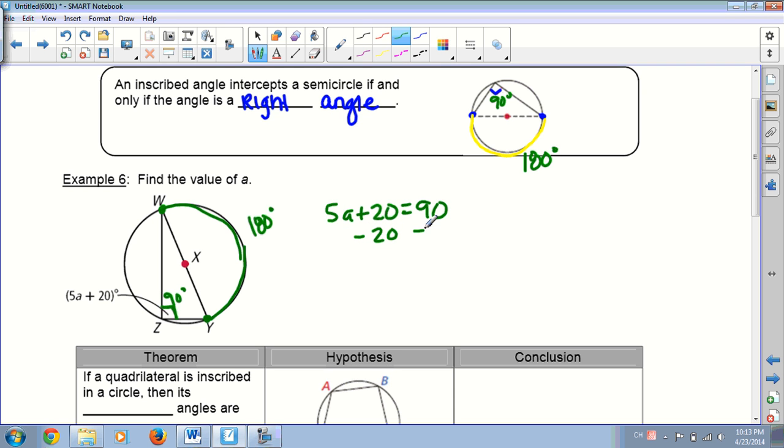Subtract 20 from both sides. So 5A is equal to 70. And then divide both sides by 5. So 70 divided by 5 is 14.